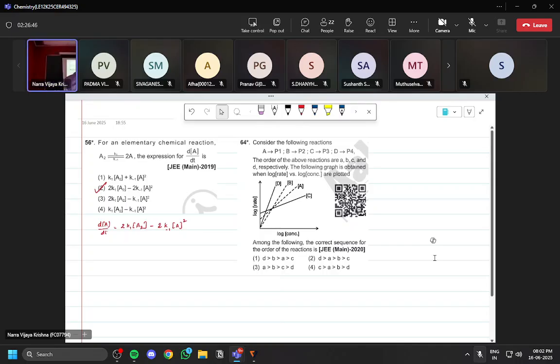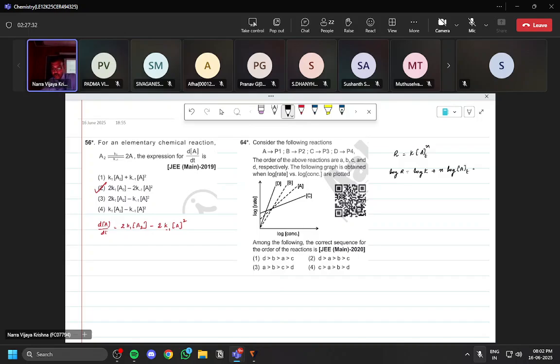A to P1, B to P2, C to P3, D to P4. The orders of the above reactions are A, B, C, and D respectively. The following graphs are obtained when log rate versus log concentration are plotted. Generally, what will we write? Rate is equal to rate constant K into concentration of A to the power n, for an nth order reaction. Correct or not? Now, log of R is equal to what? Log K plus n log A.